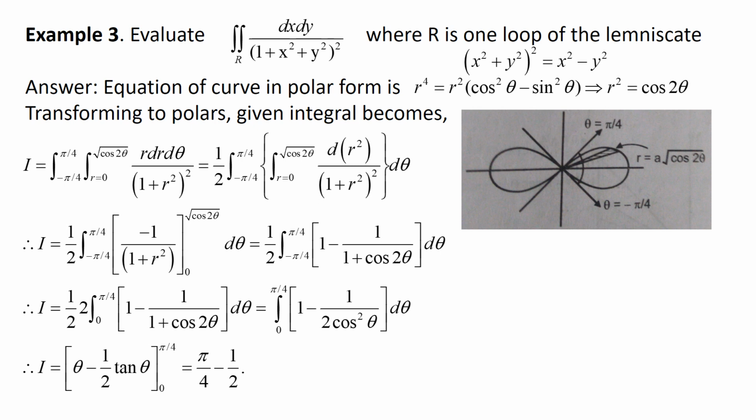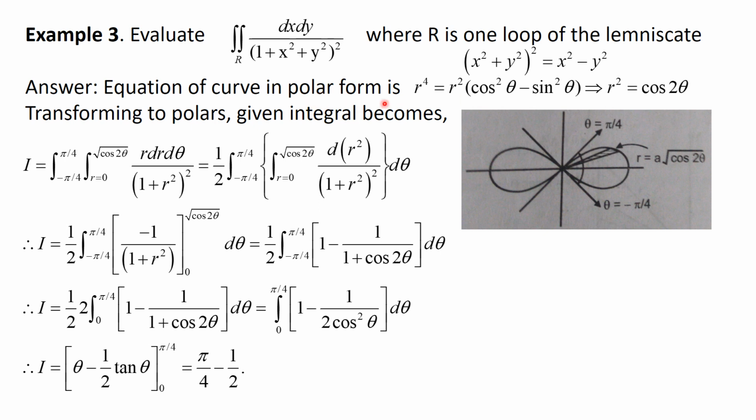See the next example. Evaluate the double integral dx dy over (1 + x² + y²)², where R is one loop of the lemniscate (x² + y²)² = x² − y². If you want to evaluate the double integral over this region in the Cartesian system, it is a tedious or difficult form. So instead of using the Cartesian system, let us convert to polar form and see how the equation turns out.